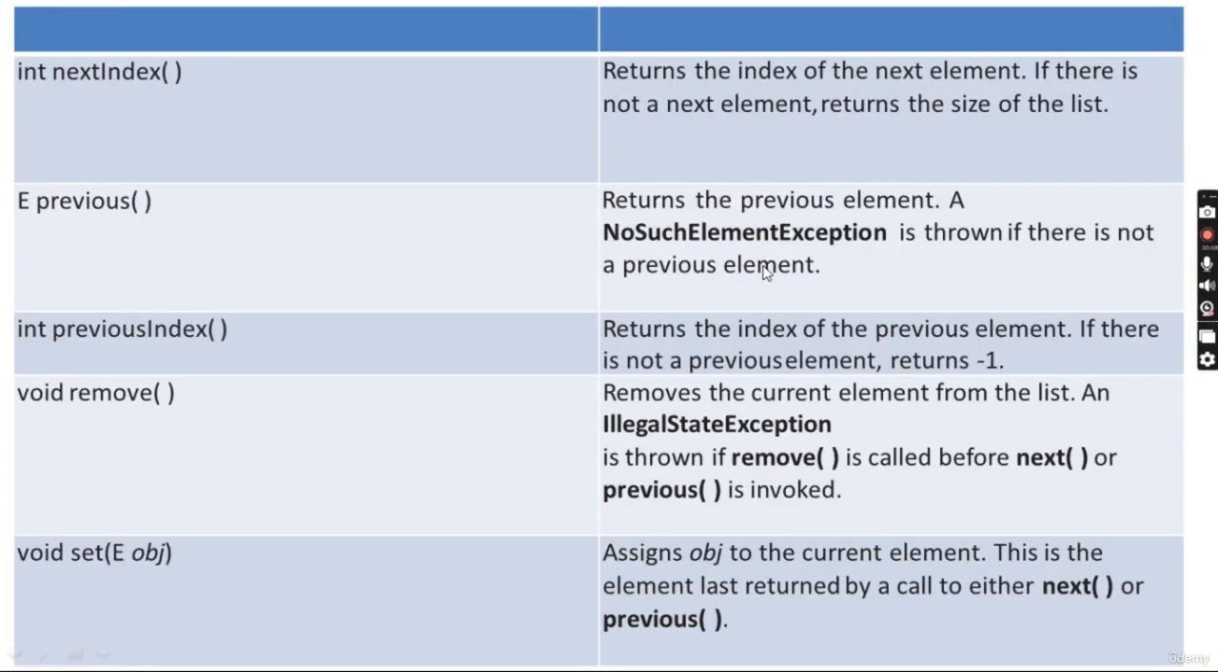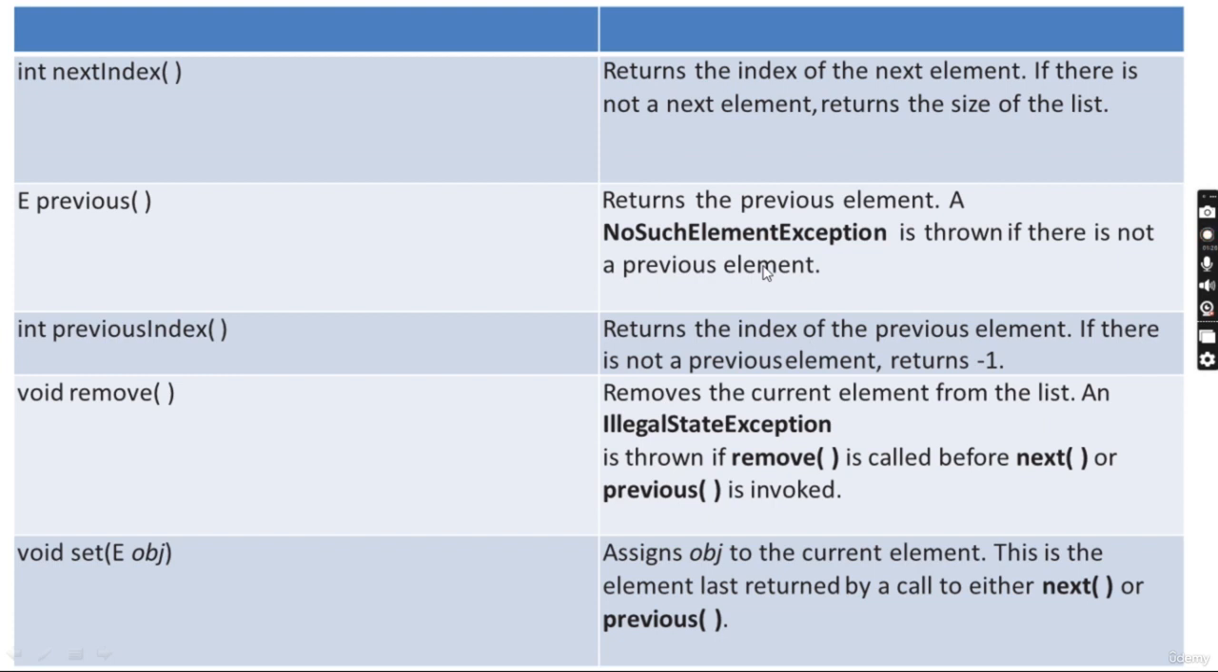Then int nextIndex() returns the index of the next element. If there is not a next element, it returns the size of the list, the total size of the list. Then previous() returns the previous element. A NoSuchElementException is thrown if there is not a previous element present. int previousIndex() returns the index of the previous element. If there is not a previous element, it returns -1.